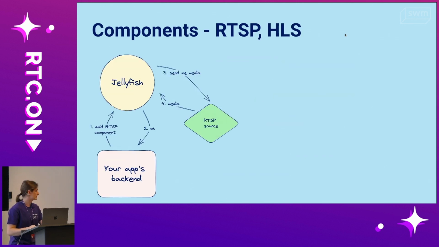On the other hand, we have the components. And there's two types of components at the moment. There's the RTSP component, which you can use to receive the RTSP stream. So let's say there's some IP camera that uses RTSP to transmit its feed. You can add the RTSP component to Jellyfish using its API. And then you simply have access to the feed from the camera, and it can be then forwarded to other types of peers and components.